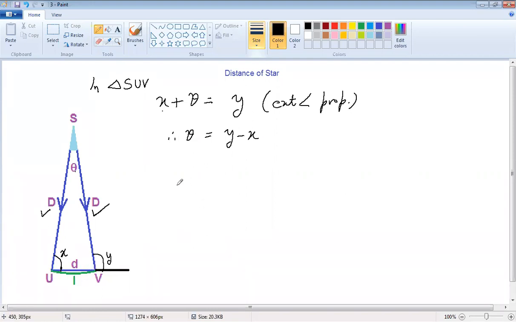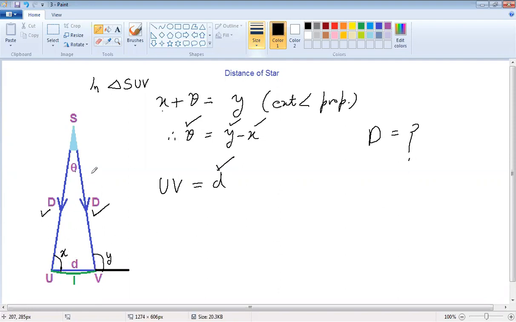And suppose the direct UV distance is d. We have taken the distance between the two stations as d. This is a known quantity. Angle x and angle y have been actually measured from these stations, so these are also known. So their difference theta is also known. But what is unknown? The distance of the star, capital D, we have to calculate.